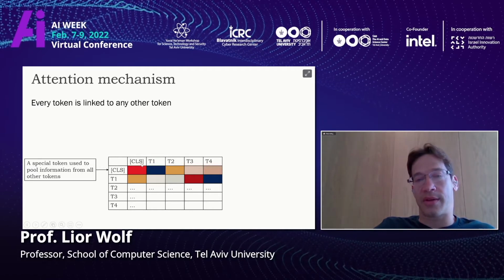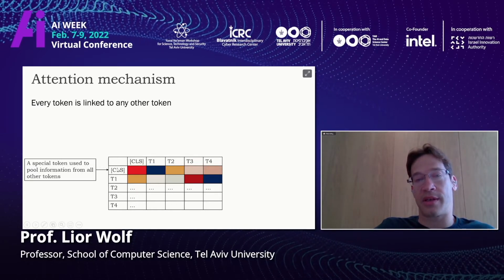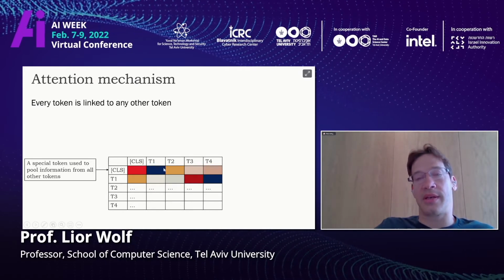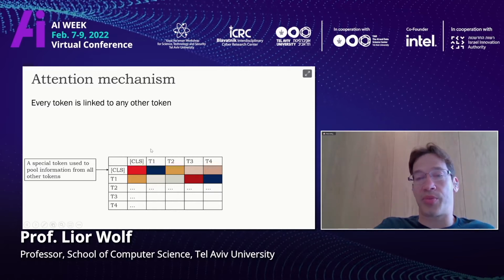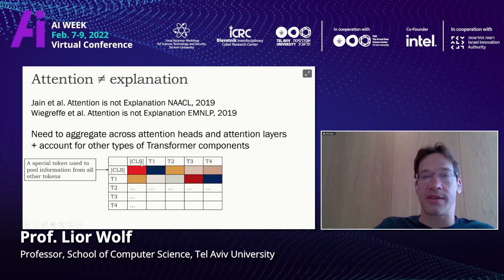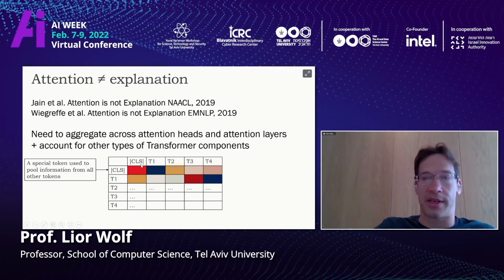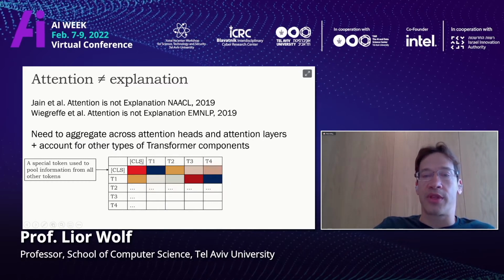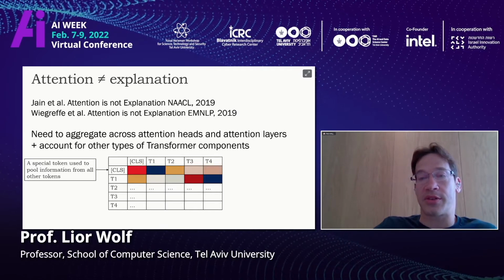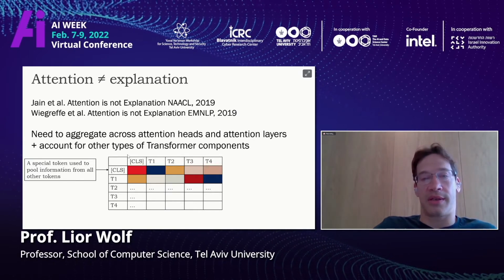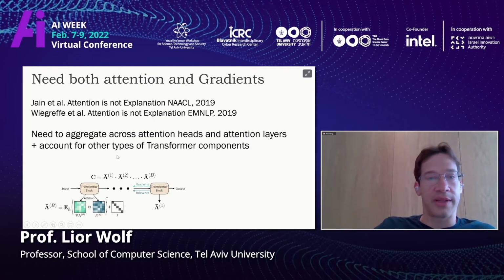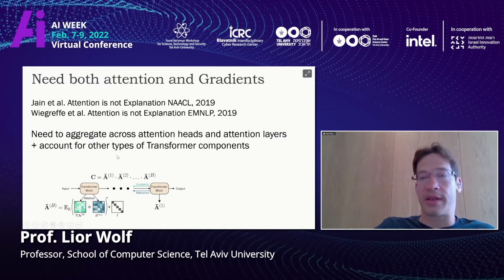So earlier work said, well, if we just look at the attention from CLS to each one of the tokens, then you can tell which token is more important than others. But this is a very myopic view. It ignores the other layers. Just look at the last attention layer. It doesn't look at multiple attention heads, doesn't look at any other part of the transformer, such as the projections or the normalization layers. So what Lior and Lior did is to combine the attention information with the gradient information.